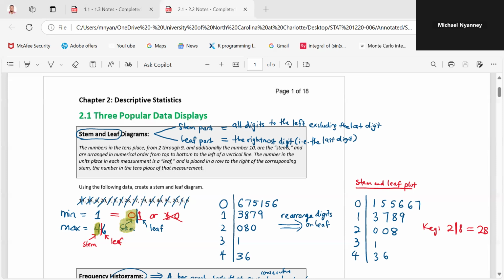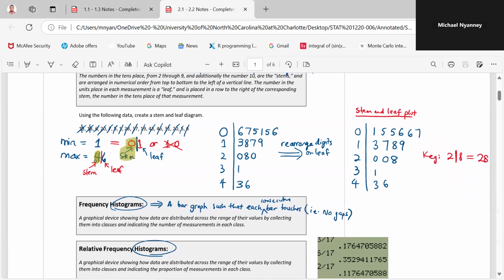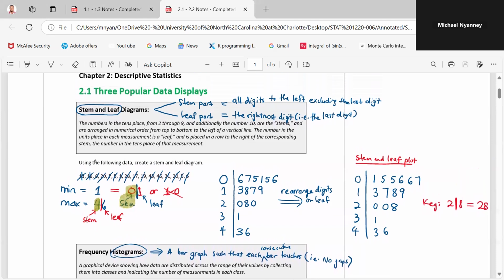Sometimes we want to display our data. We have three popular data displays. One of them is the stem and leaf diagram. We also have the frequency histograms and relative frequency histograms. So let's talk about the stem and leaf diagram.